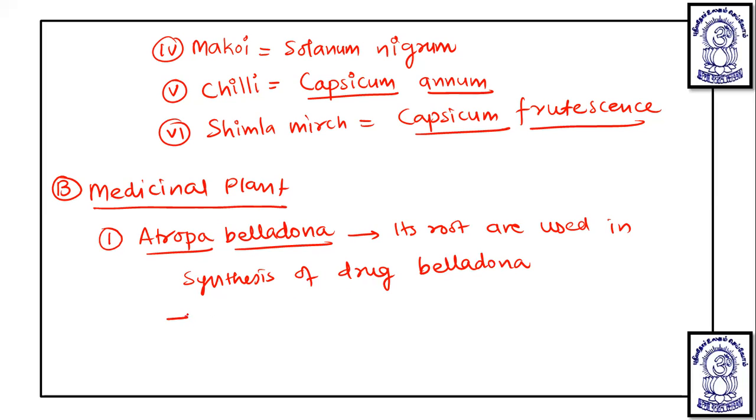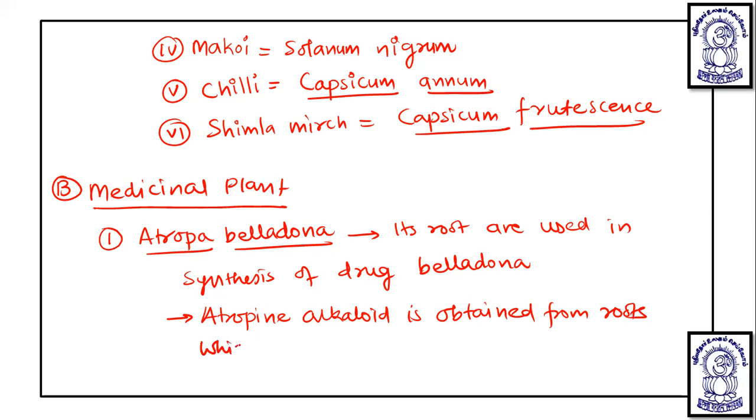And from these Atropa roots, the atropine alkaloid is obtained, which is used to dilate the pupil of the eye. Okay, so that is Atropa belladonna.